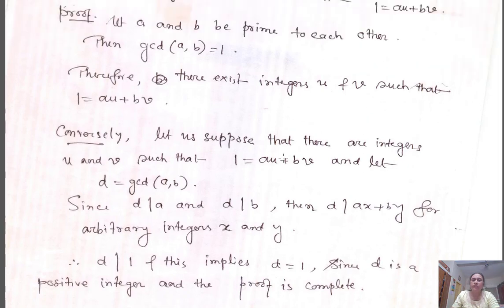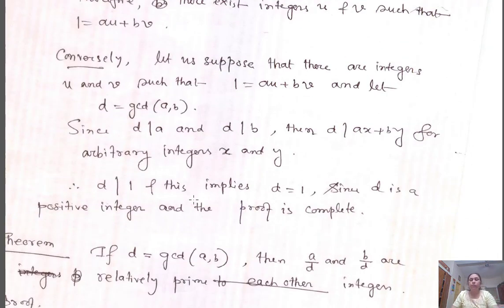Suppose this relation holds and GCD of A and B is not 1. Say GCD of A and B is D. Then D is a common divisor of A and B: D divides A, D divides B. So by the linearity property of divisibility, D divides AU plus BV. That means D divides 1, so this holds only when D equals 1. That means the GCD should be 1. So very simple proofs. Maybe you are already familiar with this.